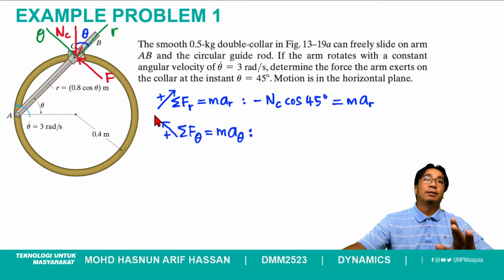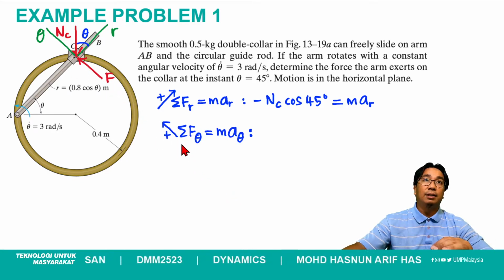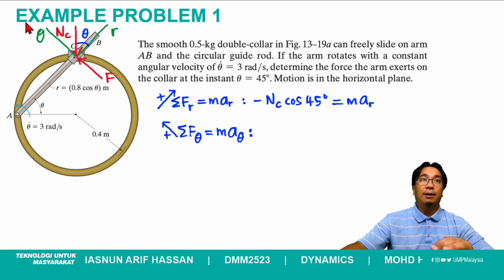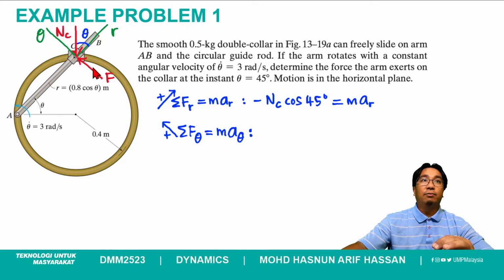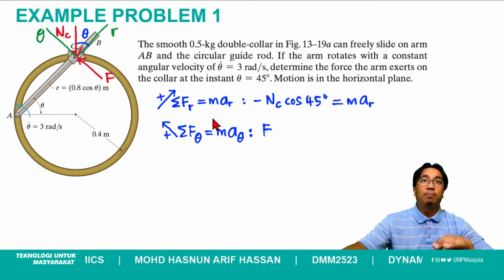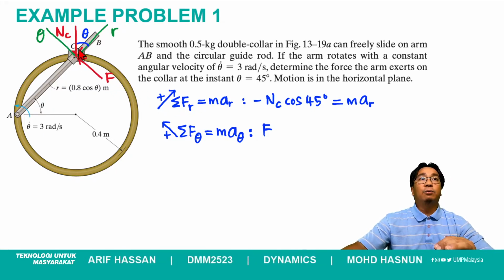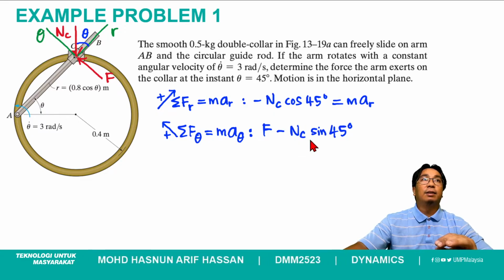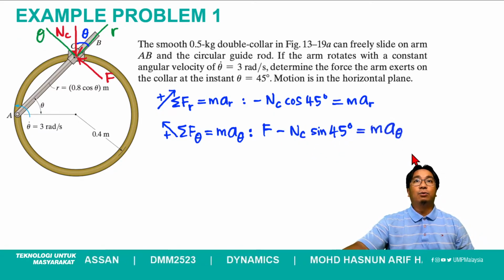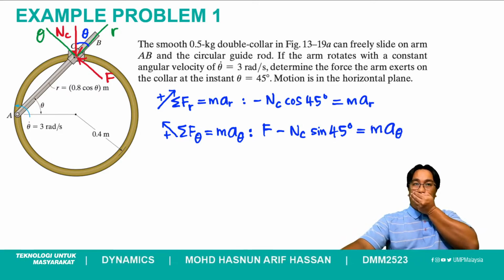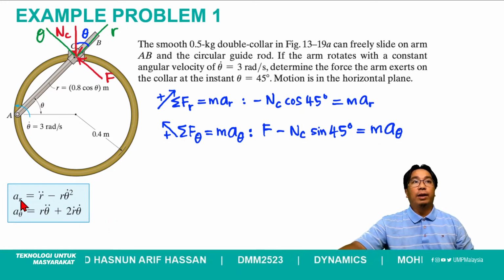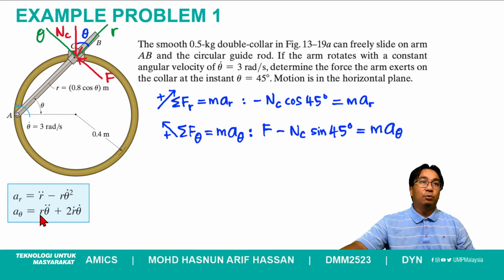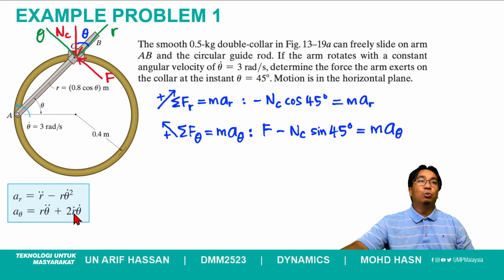Now we go to the second equation of motion. We write the equation of motion in the transverse axis. Okay, the transverse axis is positive upwards like this. So total F_theta in the transverse axis equals m a_theta. The forces we have here: force F is positive because it is pointing up, and then we have the component of N_C also pointing downwards. So it becomes negative N_C sin 45, equal to m a_theta. And from earlier we already know a_r is equal to r double dot minus r times theta dot squared. a_theta is equal to r times theta double dot plus 2 r dot times theta dot.